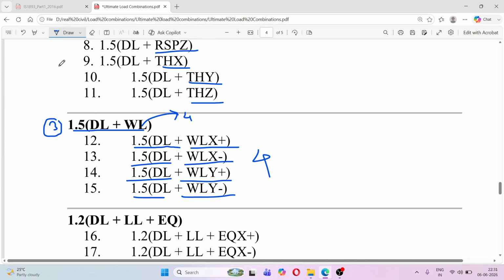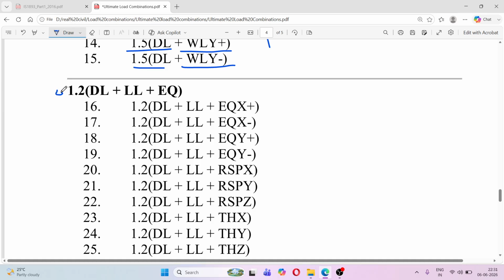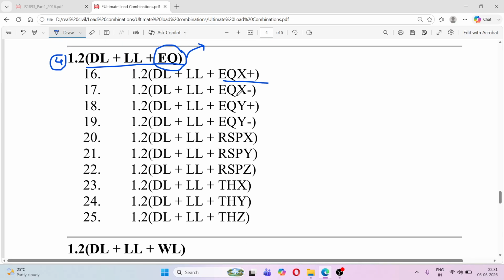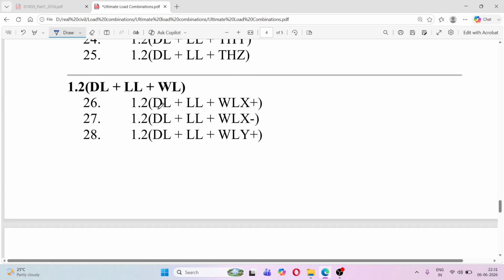Similarly, the fourth case is 1.2 dead load plus live load plus earthquake. Now you know under this earthquake there are 10 sub cases, so you have to put them one by one. Similarly, 1.2 dead load, live load, wind load. In wind load there are four sub cases.